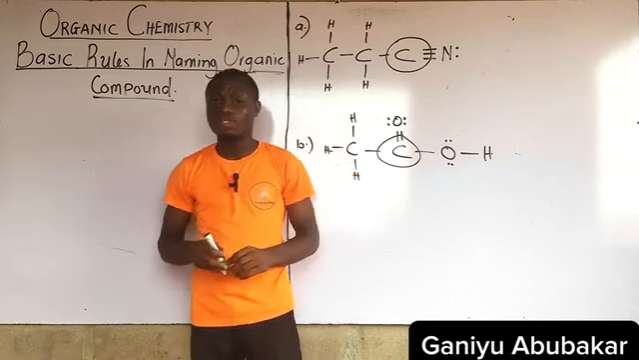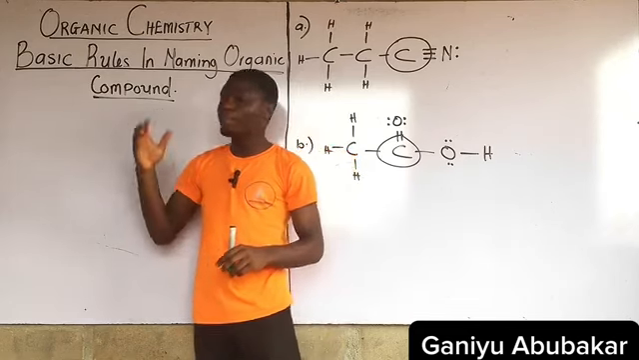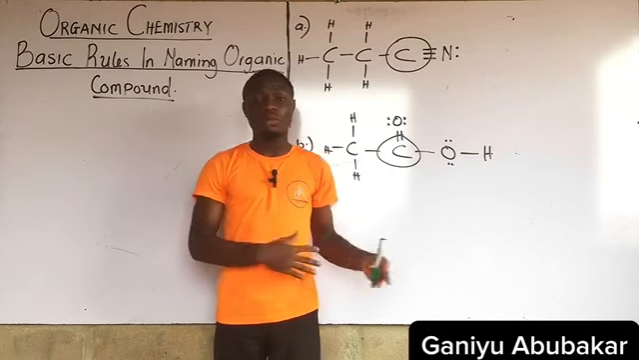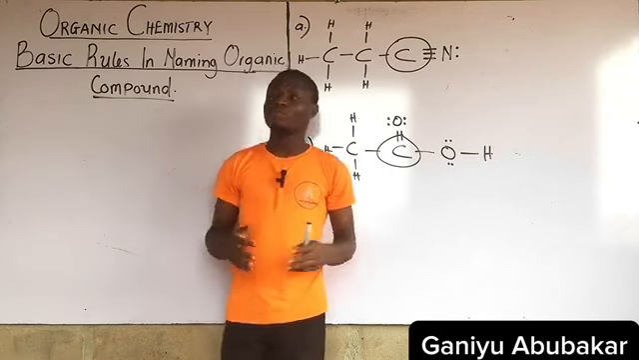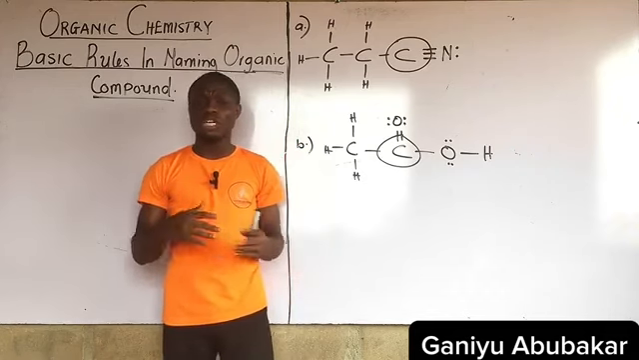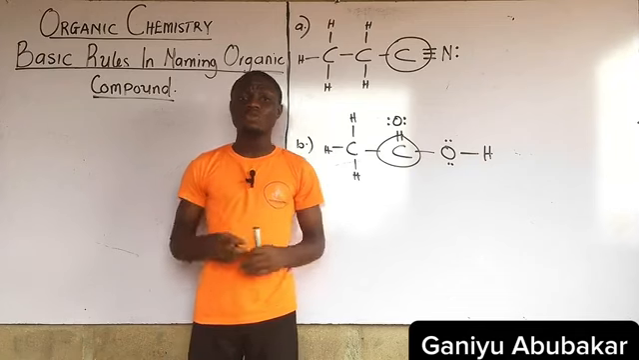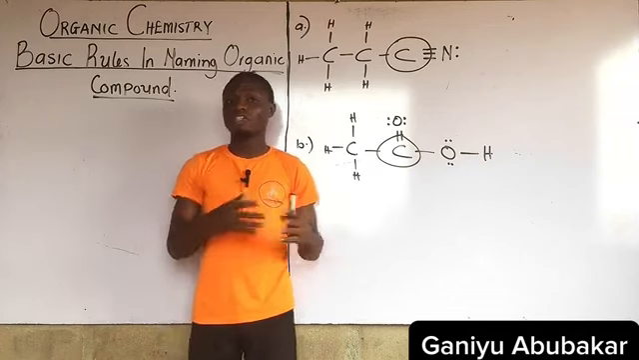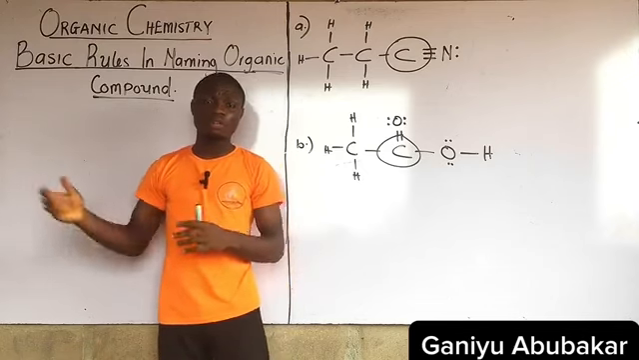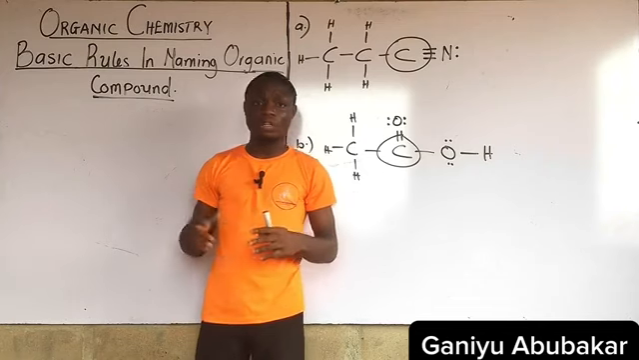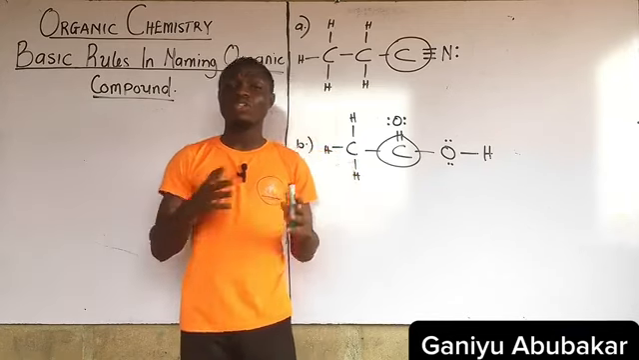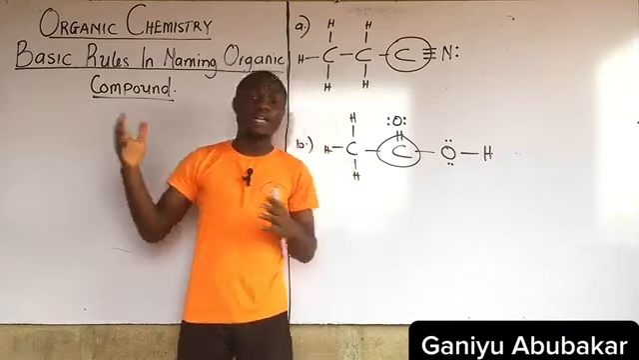For today's class, we'll be dealing with the concept behind basic rules in naming organic compounds. So how do you name organic compounds? Last class, we discussed the introduction of organic chemistry, its definition, and some basic terminologies such as the homologous series, the alkyl group, the functional group, and saturated and unsaturated hydrocarbons. We discussed sigma and pi bonds and also hybridization. So those are what we discussed last class under the introduction of organic chemistry.